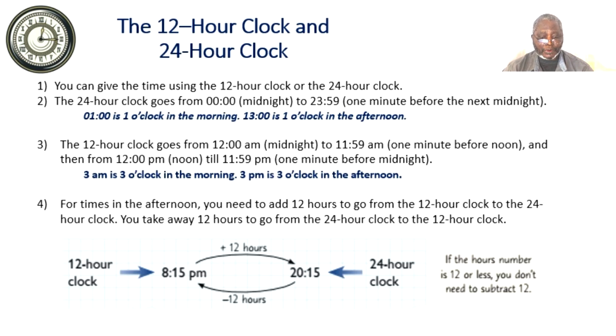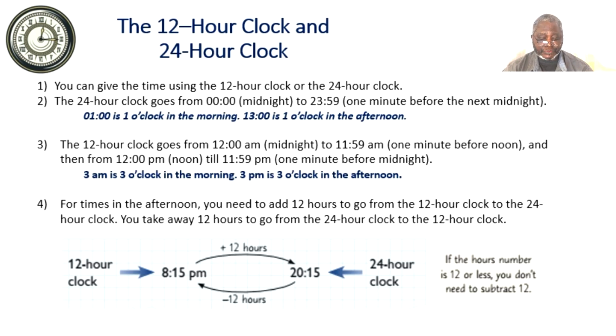The 12-hour clock goes from 12 a.m., or midnight, to 11:59 a.m., 1 minute before noon. And then from 12 p.m., or noon, until 11:59 p.m., 1 minute before midnight. 3 a.m. is 3 o'clock in the morning. 3 p.m. is 3 o'clock in the afternoon.